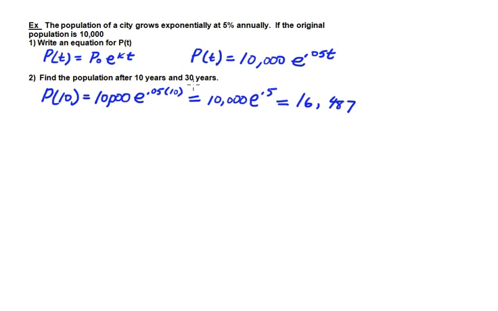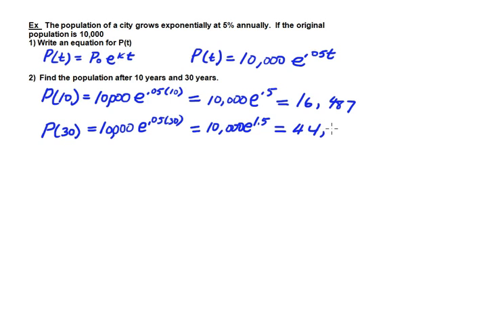Now we can also find the population after 30 years, so we'll do the same process, plugging in 30 years for t. So we get P of 30 is equal to 10,000 times e to the 0.05, this time times 30, and that's equal to 10,000 e to the 1.5, and again, using a calculator, we eventually get that this will give us 44,817, rounded off.